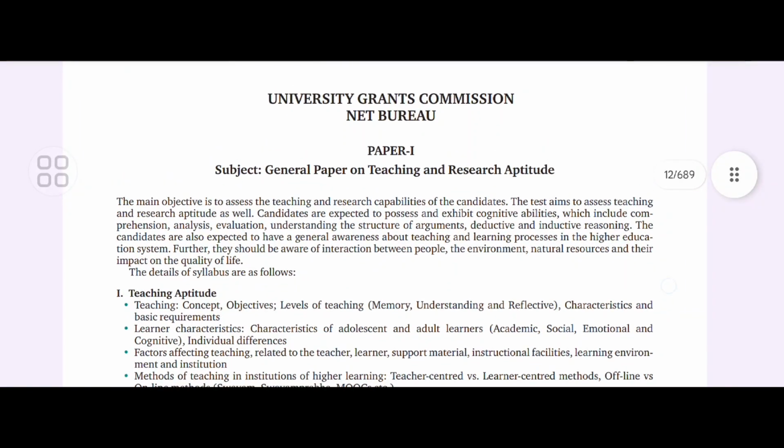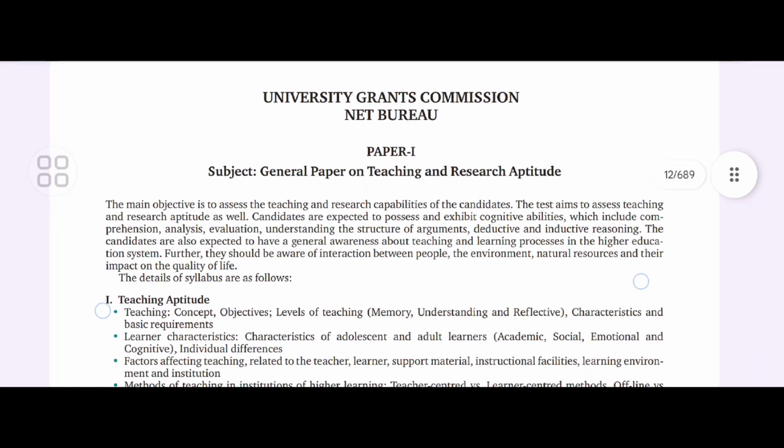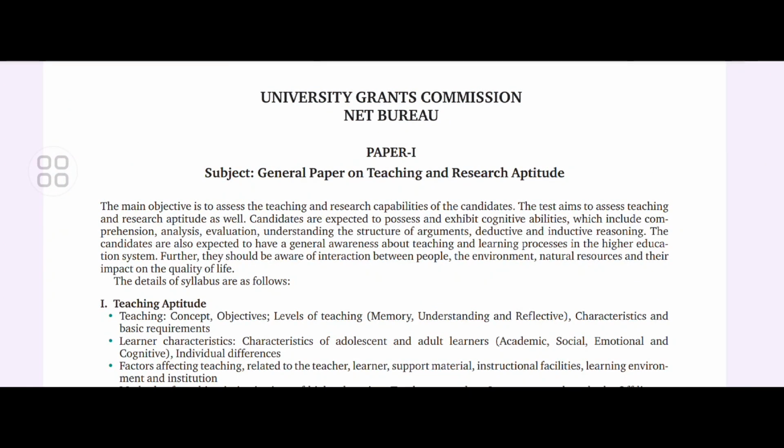As I told, it will consist of 10 components, and there are 100 marks. It's a general paper on teaching and research aptitude, and every subject will have to give paper 1. Paper 2 is different for each specific subject, but paper 1 is common to all. The main objective is to assess the teaching and research capability of the candidates. That is the main motto of paper 1. The test aims to assess teaching and research aptitude as well.